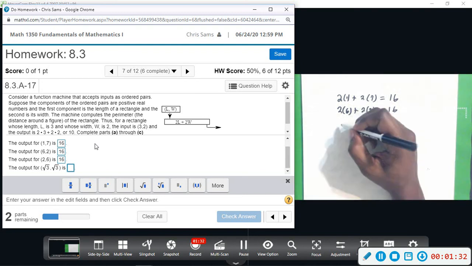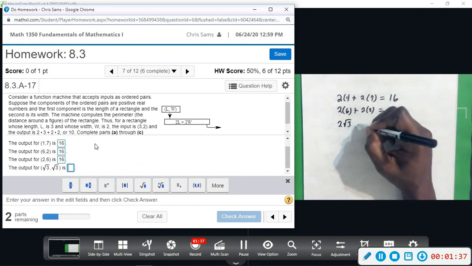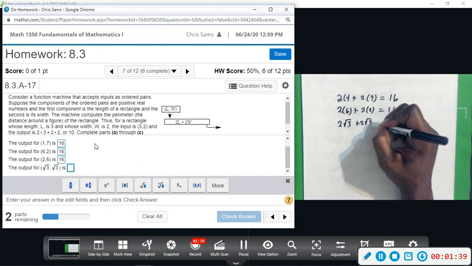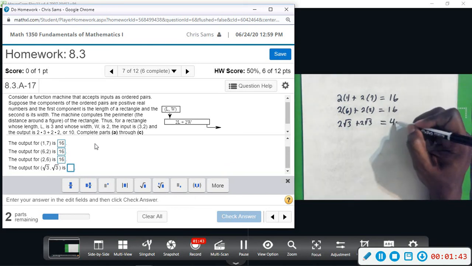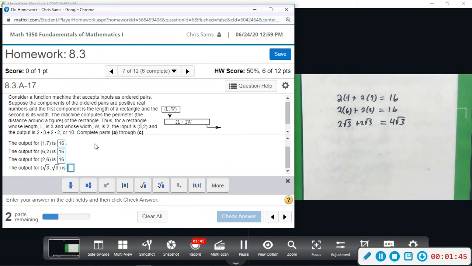And then the third one, we have 2 square roots of 3 plus 2 square roots of 3. So we add just the coefficients out front. 2 plus 2 gives us 4 square roots of 3. So 4, and then we need the square root symbol, and then 3.